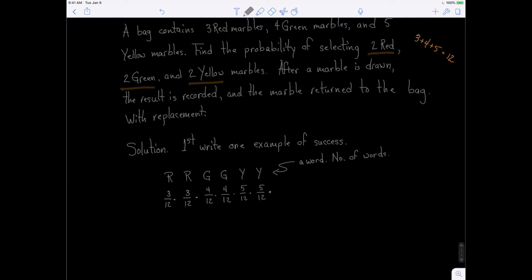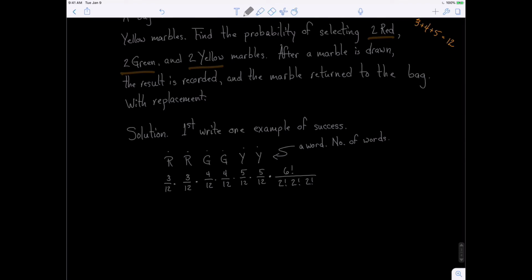Times. Now, this is only one way to succeed, but we need to make sure we get all possible ways to succeed. Well, that's the word. And notice we have 1, 2, 3, 4, 5, 6 letters, so that's 6 factorial. And then we have to divide by 2 R's, that's 2 factorial, 2 greens, that's 2 factorial, and 2 yellows, that's 2 factorial. If we put that in our calculator, we multiply it all up. Let me just run through it.